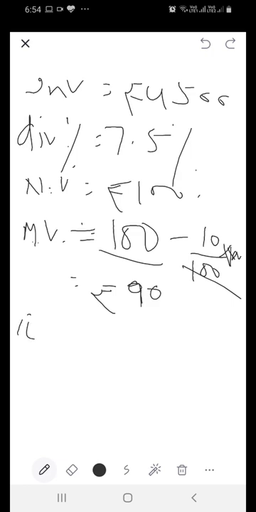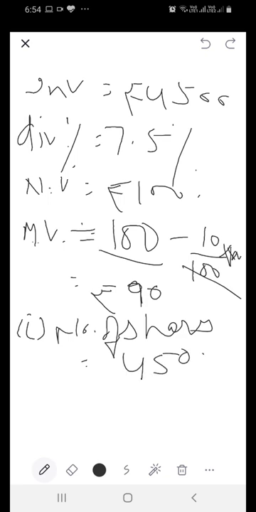So now you have to find the number of shares. The first formula which I wrote was investment is equal to market value into number of shares. From there you can take out the formula for number of shares. It will be investment upon market value. So number of shares is investment, which is 4500, upon market value, which is 90. So when you calculate it, you get the number of shares as 50.